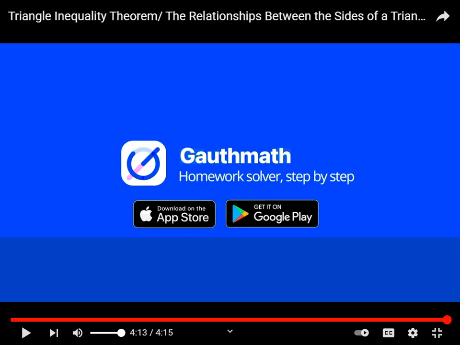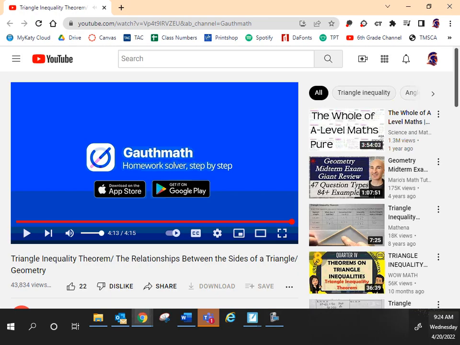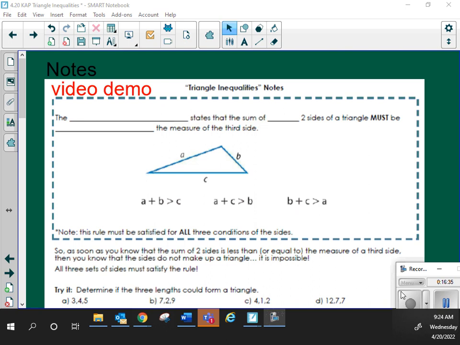All right. I think my story is better, but that gives a nice visual. We really don't focus on the second part of that inequality too much this year, where you're subtracting the difference. All we're really going to be focusing on is that the two sides are always greater than the third. The sum is greater.